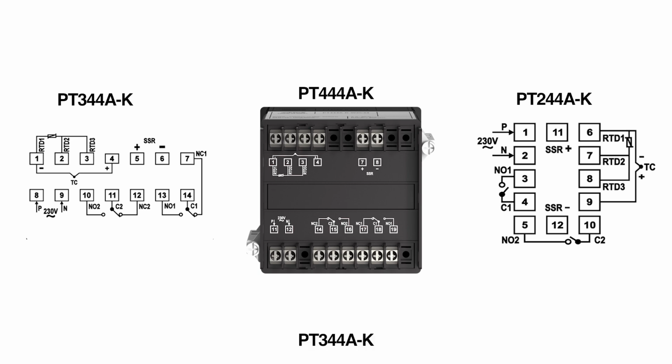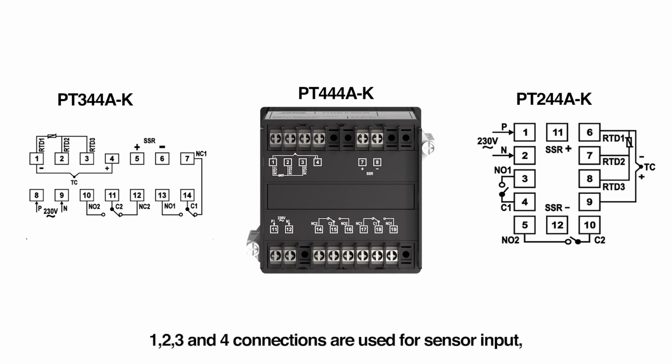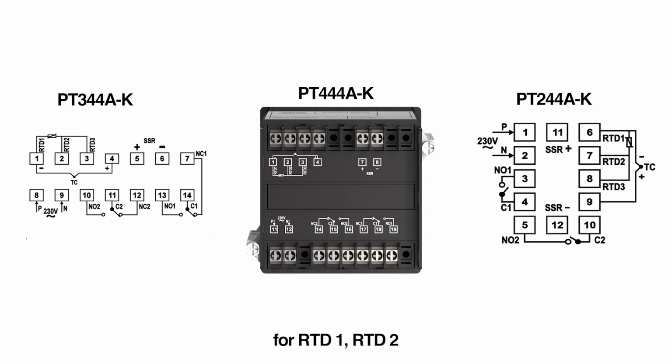Meanwhile, for PT344A-K and PT444A-K, 1, 2, 3 and 4 connections are used for sensor input, in which 1st and 4th terminals are specifically used for thermocouple negative and positive, whereas 1st, 2nd and 3rd terminals are allotted for RTD1, RTD2 and RTD3. That concludes our overview of the PT244A-K, PT344A-K and PT444A-K.